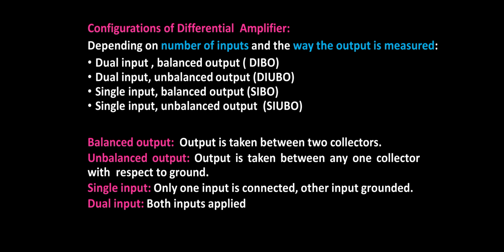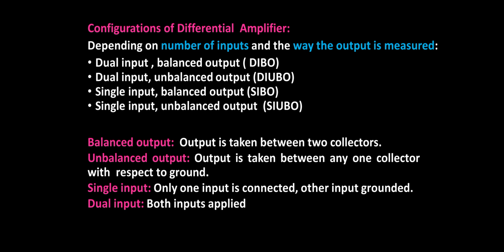Now let's see what is unbalanced output. Output is taken between any one of the collectors with respect to the ground. Here in balanced output we take the output between the two collectors, but in unbalanced output we take the output from only any one of the collectors with respect to the ground.